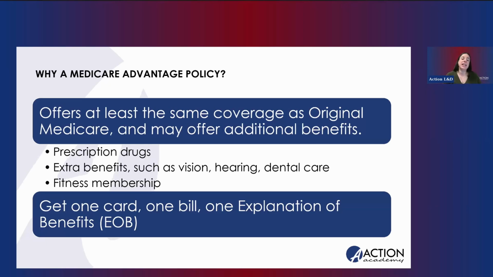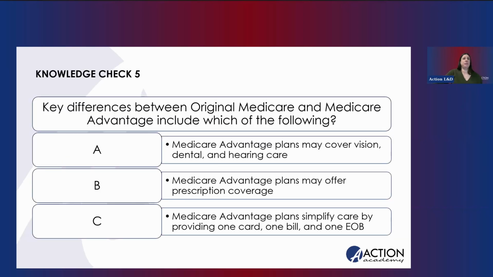Because they offer at least the same coverage as original Medicare, plus usually more stuff like PDPs. We talked about all these before, and they get one card, one bill, one explanation of benefits. Usually it's more simplified and easier for your client to navigate. Oftentimes at zero premiums too. So just to be quick here, all of these things are true. Medicare Advantage plans often cover dental, vision, hearing. They often offer PDPs, prescription drugs, and they have one bill, one card, one explanation of benefits.